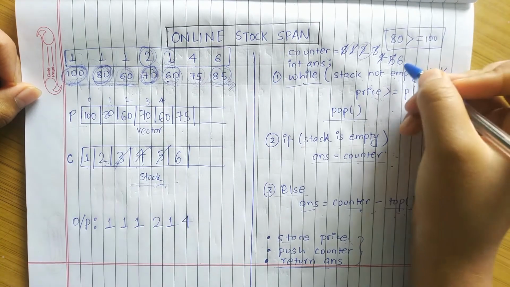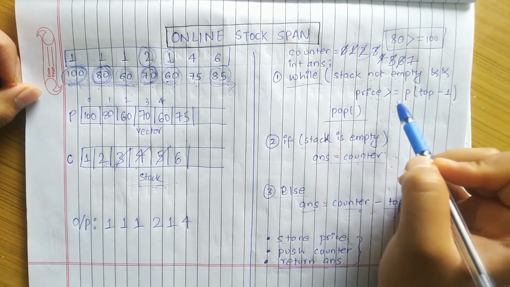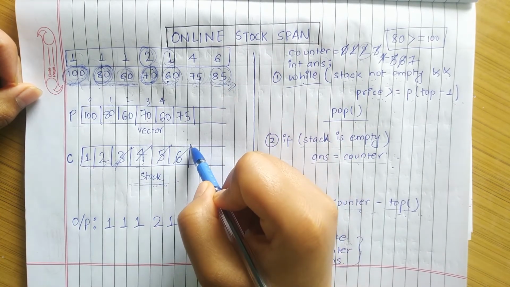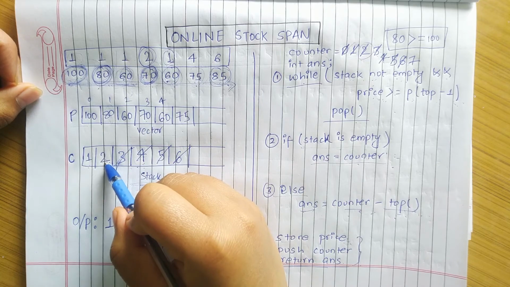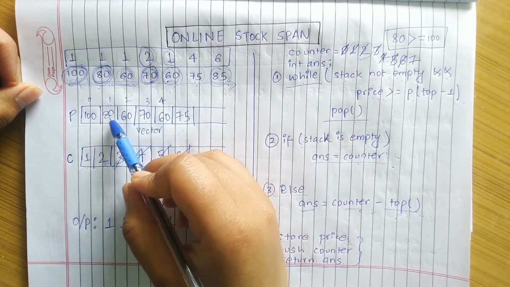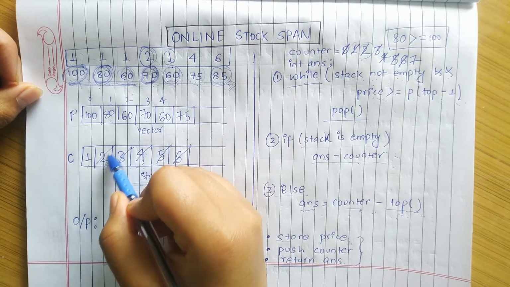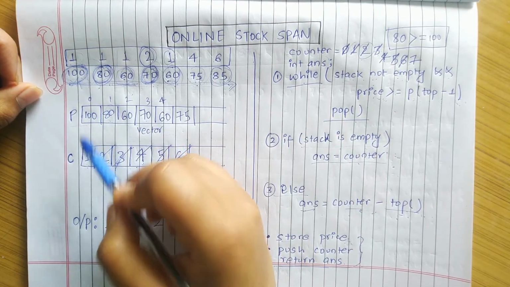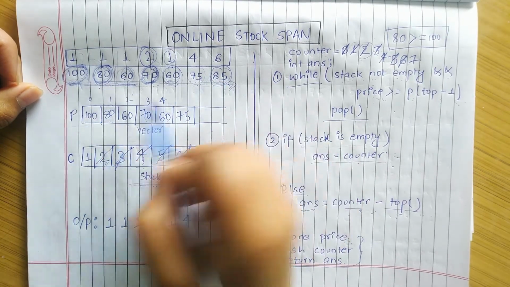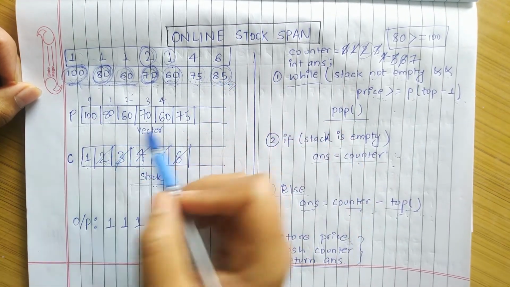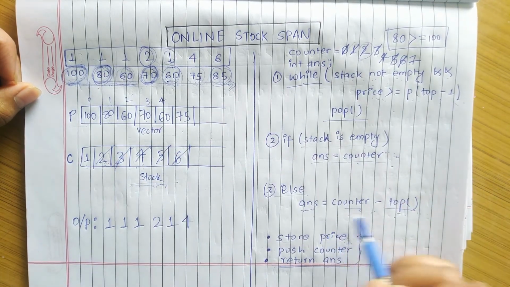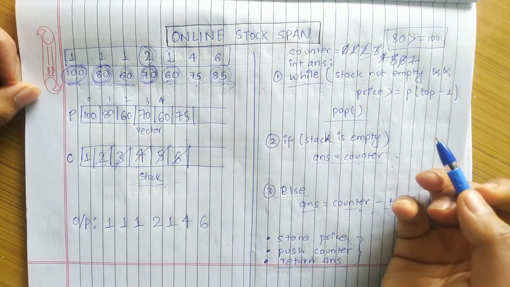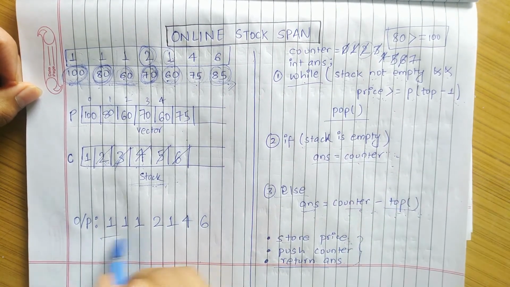85. First this will become 7. Stack is not empty. 85 and 75 is compared. 85 is greater, so we pop this. Then comes 2. 2 minus 1 is 1. 80 and 85 is compared, so it is greater, so 2 is also popped. And then we come at 1. 1 and 85, 1 minus 0 is 0, so this and this is compared. It is greater, so we do not do anything, come out. It is still not empty, so counter minus top. 7 minus 1, 6. 6 is our answer, and then we do not have a query, so we do not do anything. And this is our answer.